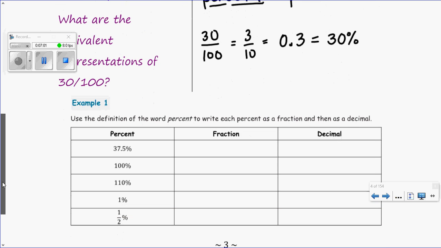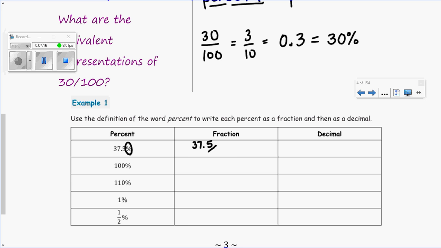Okay, on this chart, this one is a little tricky. Now, sometimes there's more than one right answer for the fraction. It just depends on if it's reduced all the way or if it has a decimal in the fraction. But what we can do, every time you see this percent sign, you can write the number 37.5 out of 100. You can write 100% as 100 out of 100. That's why it's one whole. You can write 110%, remember that word percent, over 100. So every time you see the percent, it's out of 100, including 1/2. I'm going to write that one carefully, 1/2 out of 100.